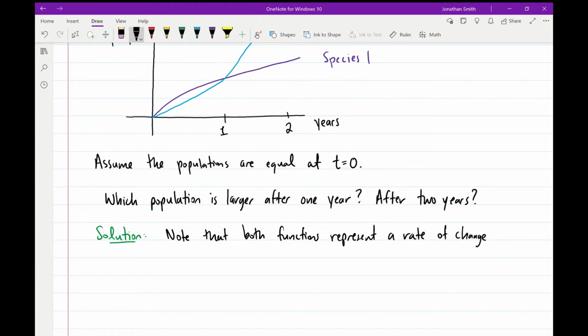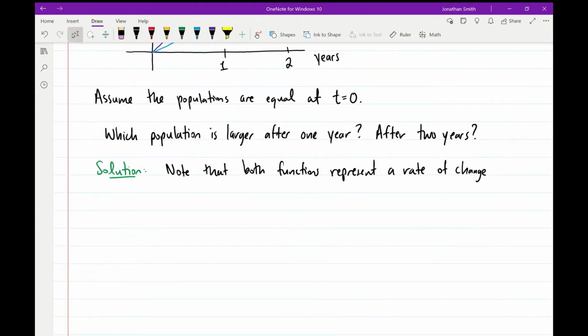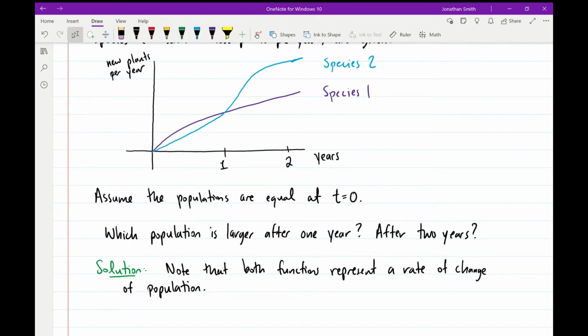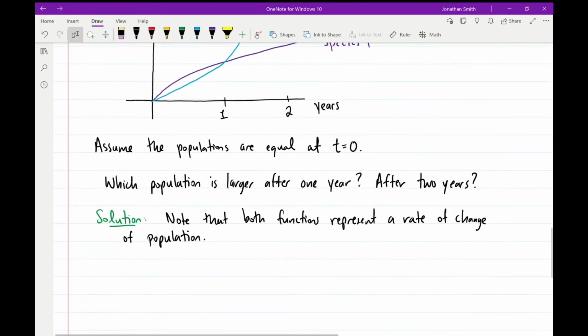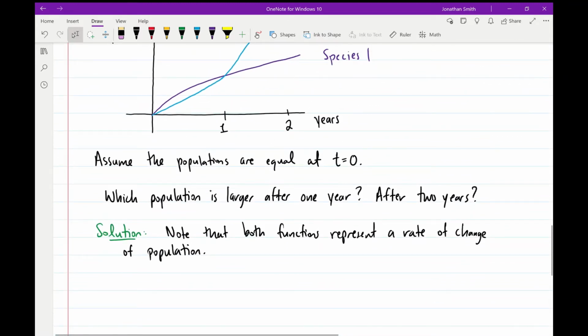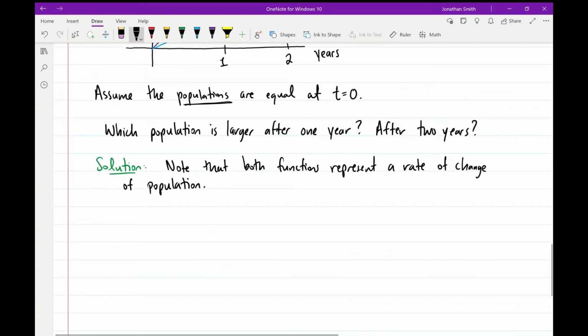And specifically, it's the rate of change of the population of the plant species. So the rate of change of population. So if we want to find the total change in population, we need to take a definite integral of the rate of change function. So we're trying to figure out which population is larger after 1 year, which population is larger after 2 years, and we assumed that both of the populations are going to be equal at time equals 0.